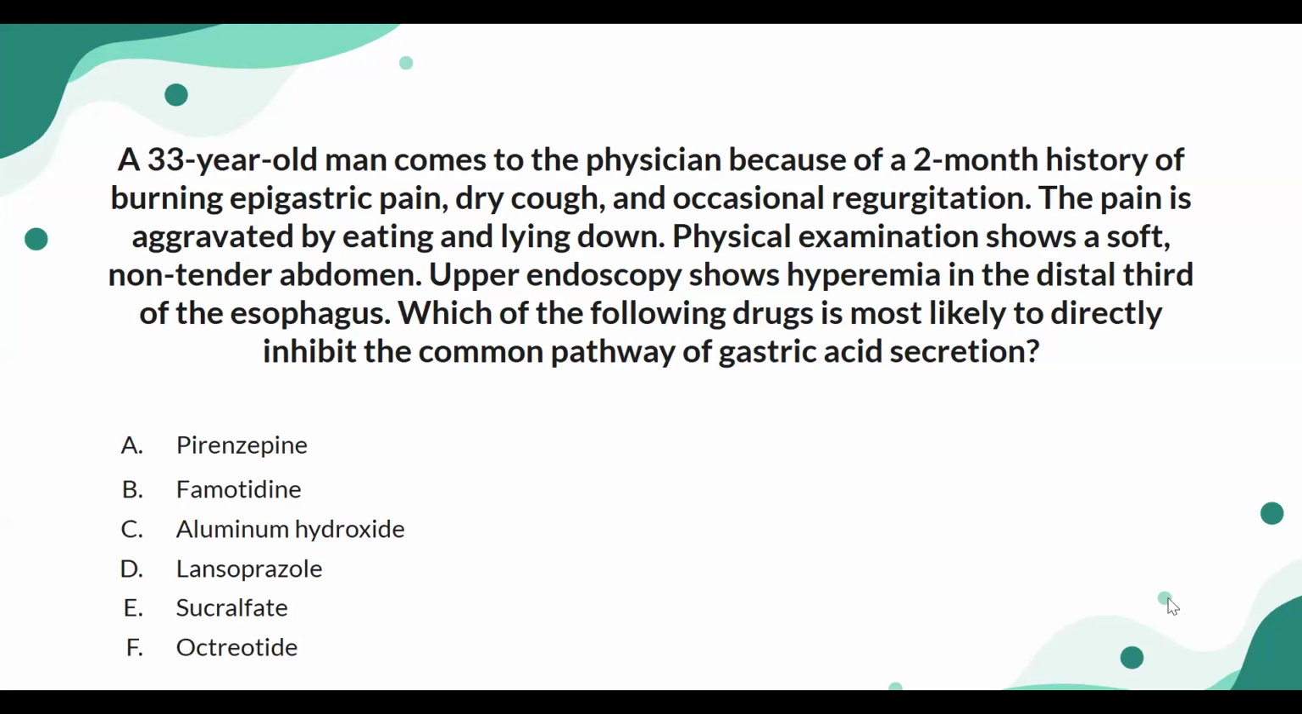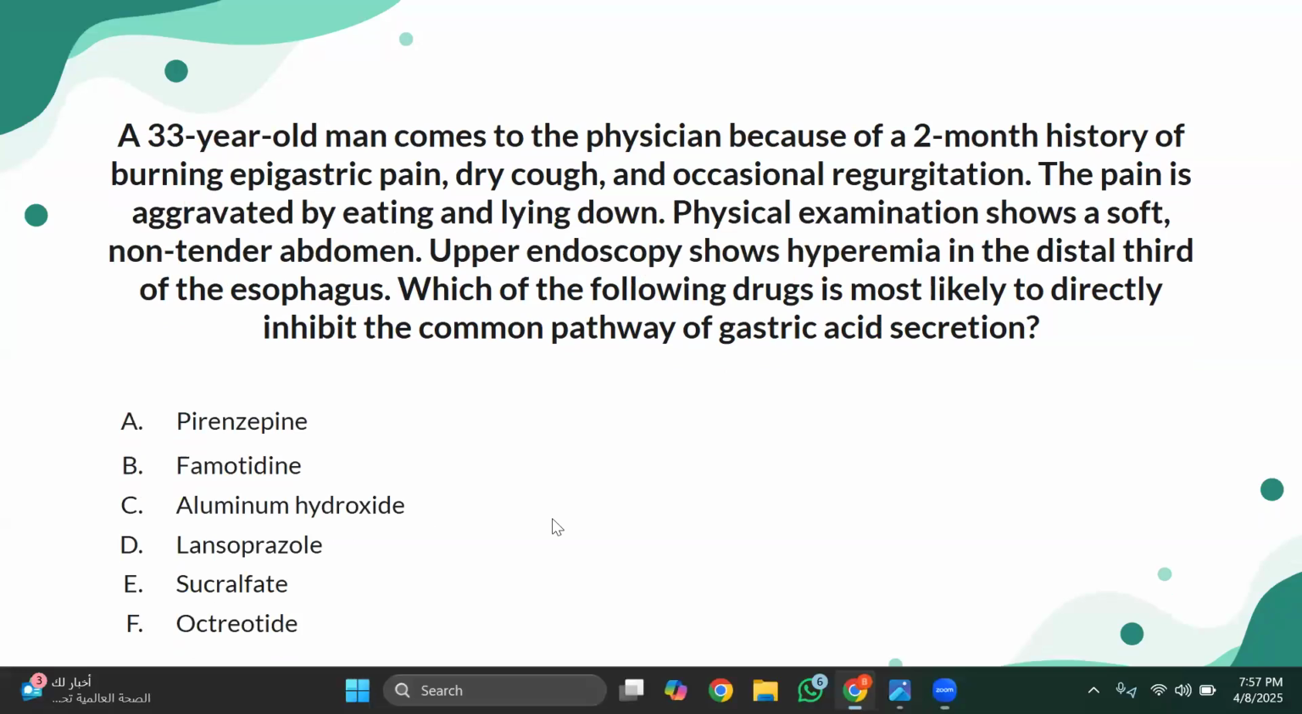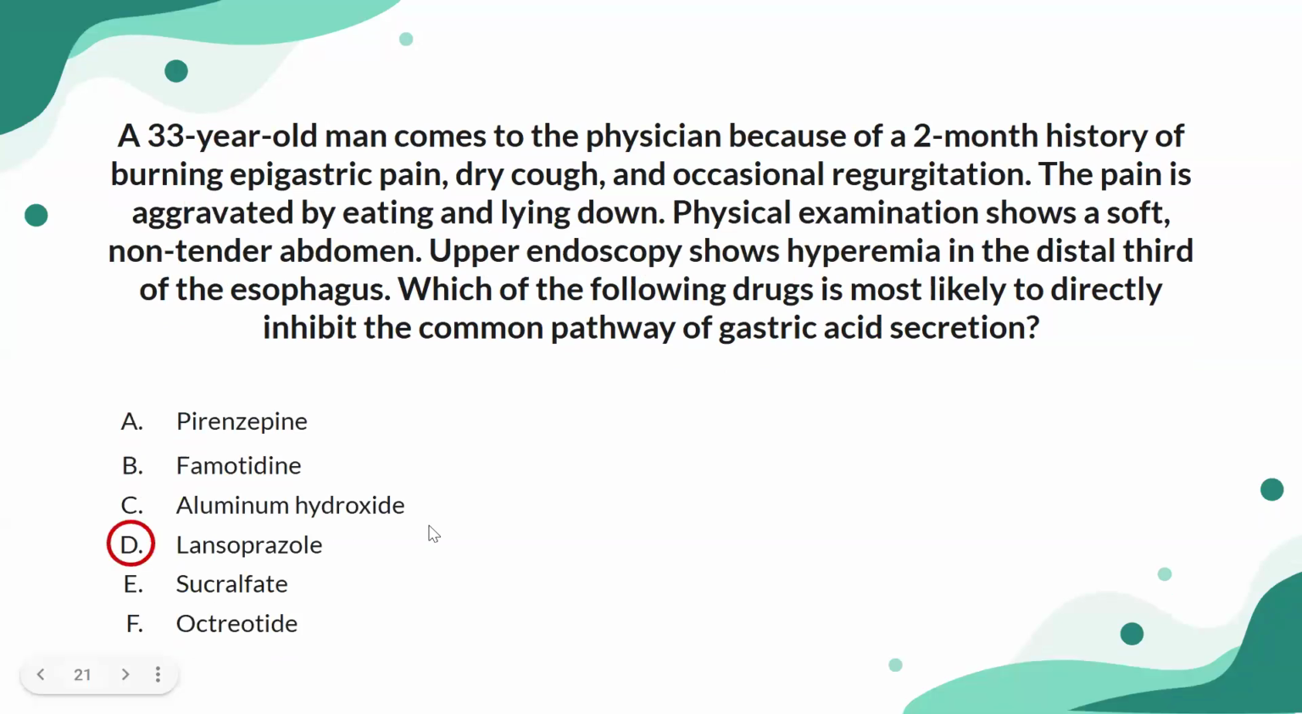So the answer is lansoprazole. Now, lansoprazole, we know, is a PPI, right? And a PPI is a proton pump inhibitor. It acts directly on the hydrogen potassium ATPase, right? D, perfect.